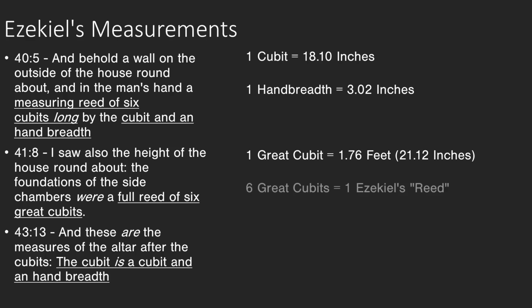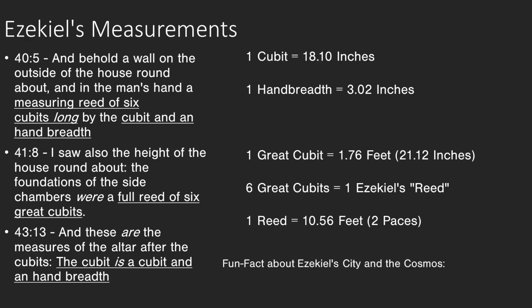And there are 6 of these great cubits in 1 reed, making 1 reed 10.56 feet. That is exactly 2 paces. And here's something to consider about Ezekiel's city as I refer to it with our cosmos. The Latin word urbis, where we get our word for urban, meaning a city, and orbis, where we get our word for orbit, have the same root word. They're very phonetically similar there.